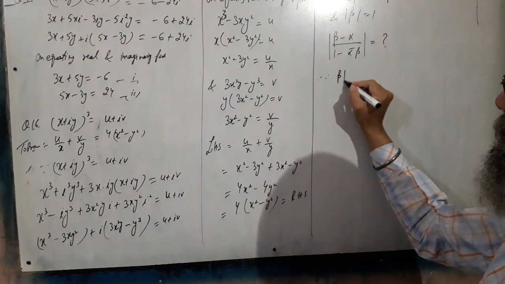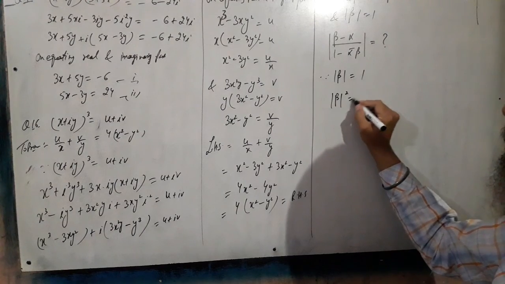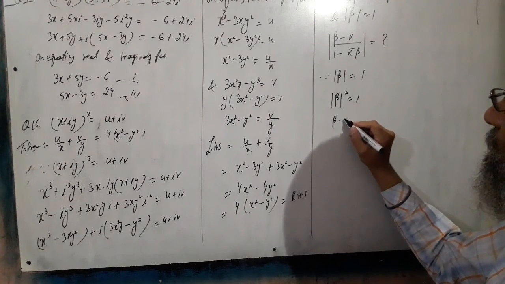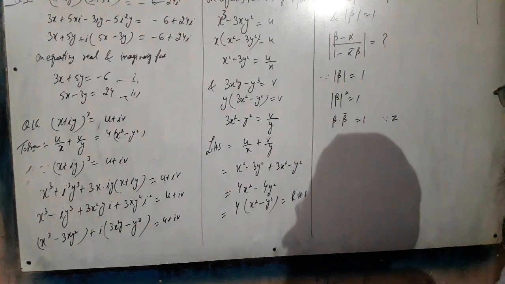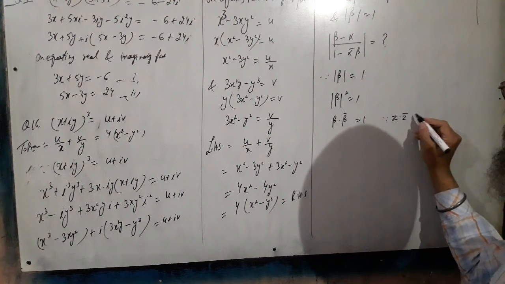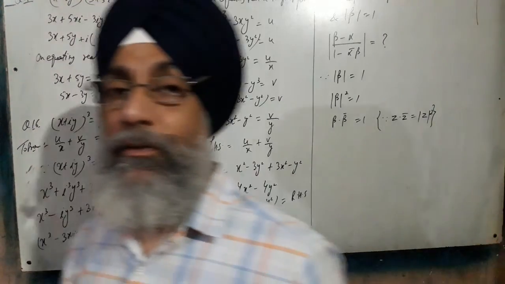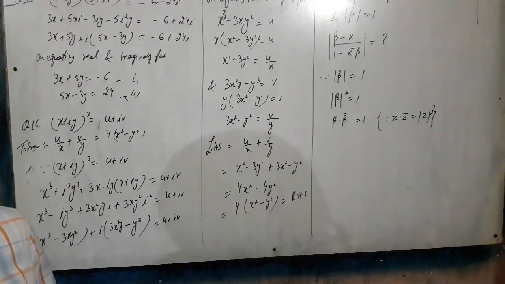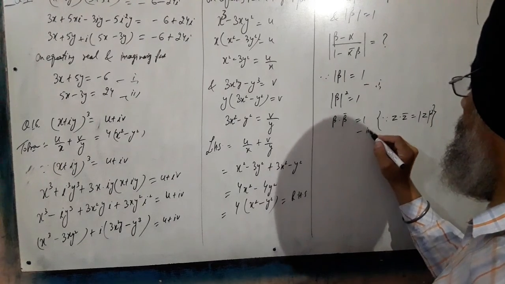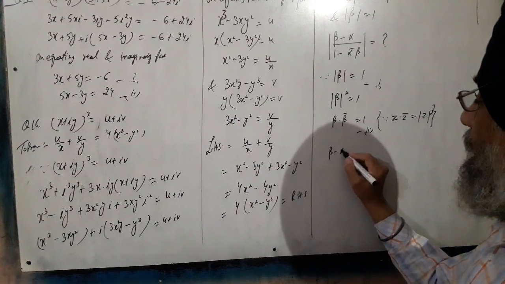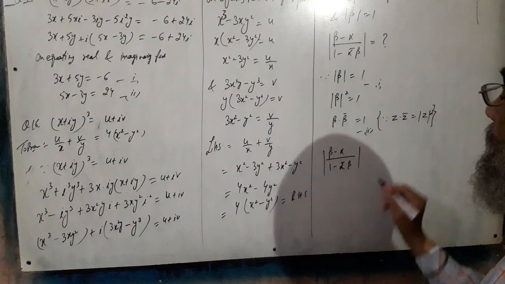Now since mod of beta is equal to 1, it means that its square is also equal to 1. It means that beta into beta conjugate is equal to 1. Since the product of a complex number and its conjugate gives the square of the modulus of the complex number. This is a property: if you multiply a complex number with its conjugate, it equals the square of the mod of the complex number. So consider this as first, this as second. Now beta minus alpha upon 1 minus alpha conjugate beta, we have to find its value.